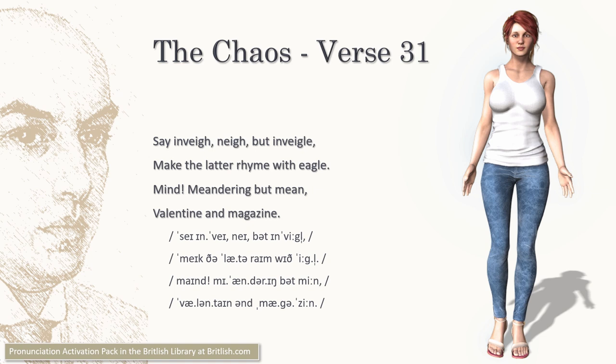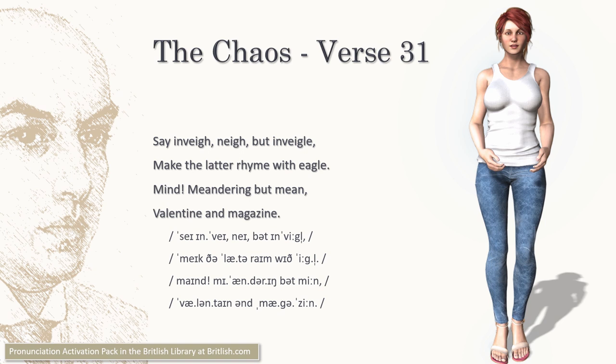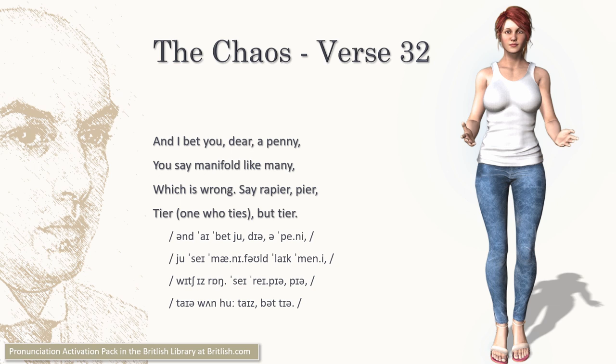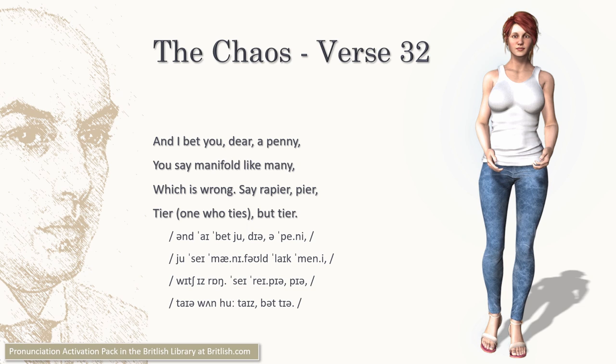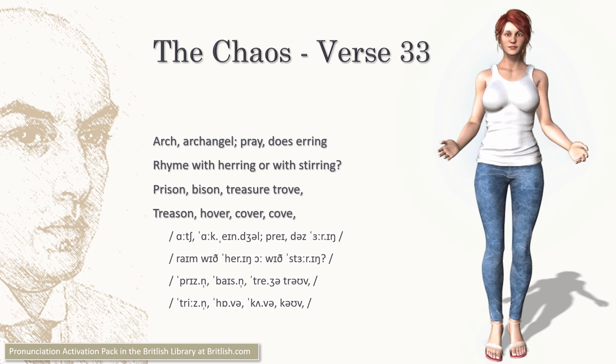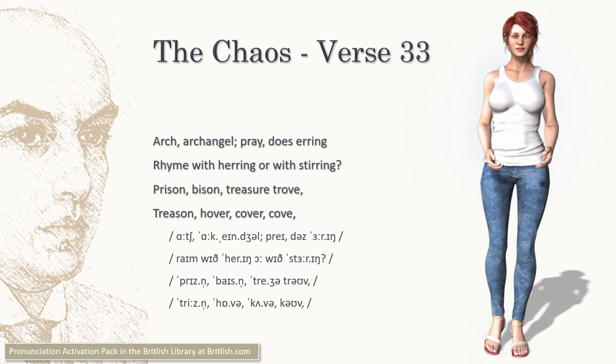Mind. Meandering but mean, Valentine and magazine. And I bet you, dear, a penny, you say manifold like many, which is wrong. Say rapier, peer, tire, one who ties, but tear, arch, archangel, pray, does deserving rhyme with herring, or with stirring? Prison, bison, treasure trove, treason, hover, cover, cove, perseverance, severance.